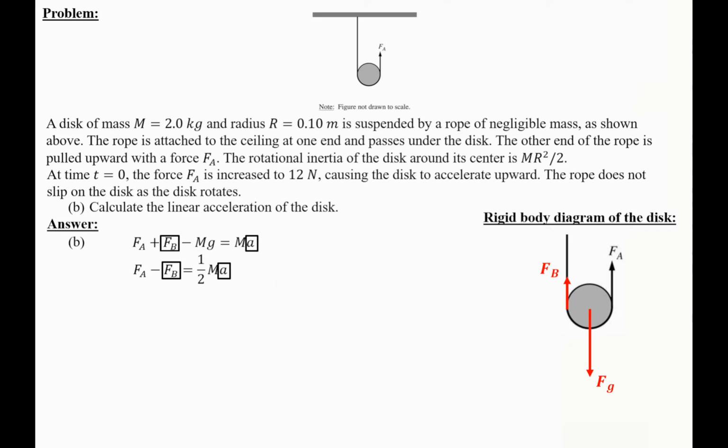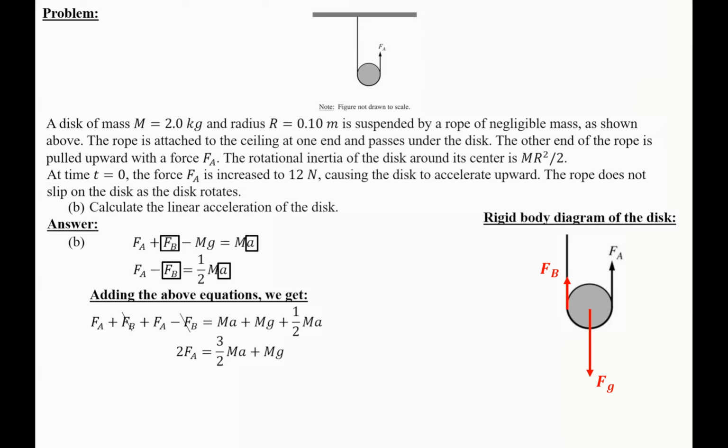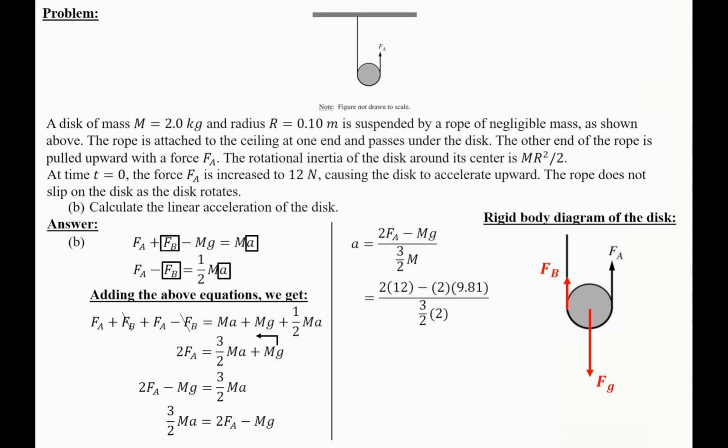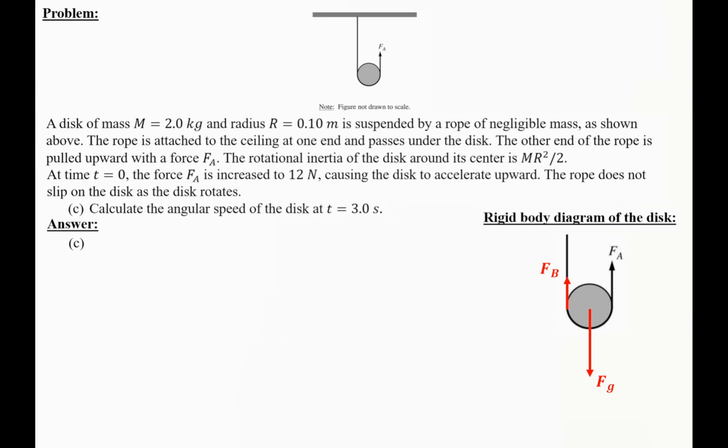Now we can add left members and right members, and we can see that Fb cancels, then two Fa is equal to 3 over 2 ma plus mg. Taking mg to the other side and isolating for a, we have that the linear acceleration of the disk is 1.46 meters per second squared.